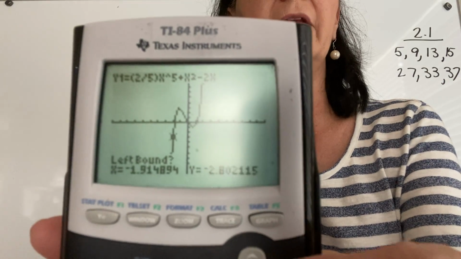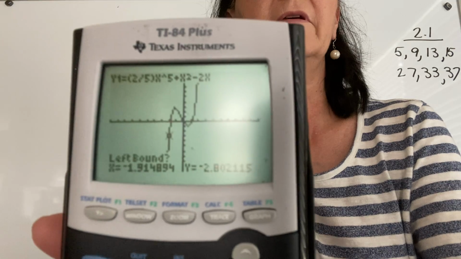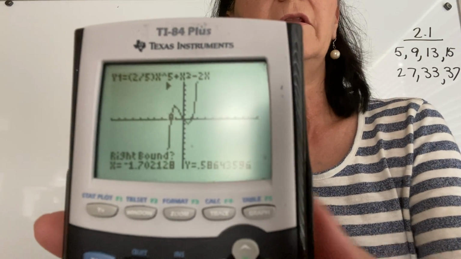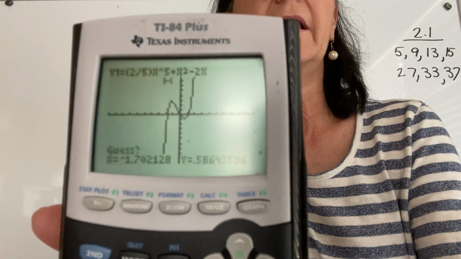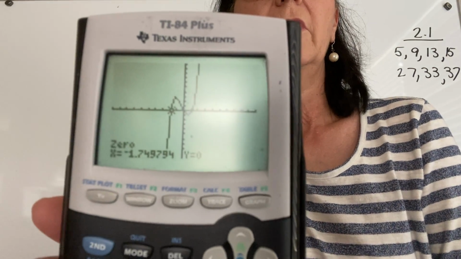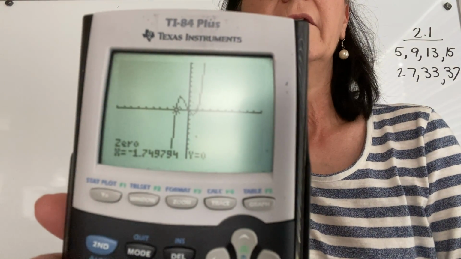There is the first negative. See that there it's positive, but if I go right here, it's negative. So I hit enter, then I go to the left one. That's my second guess. All right, that's your solution. Negative 1.75.